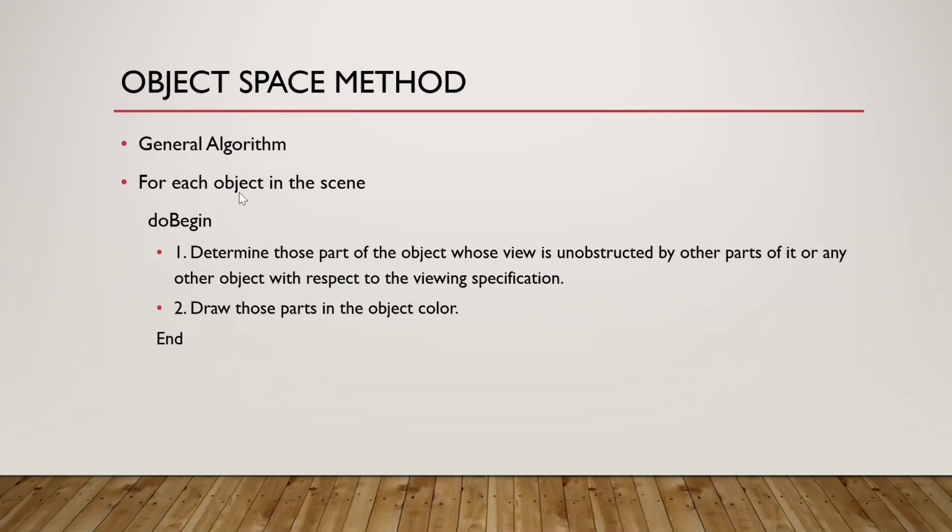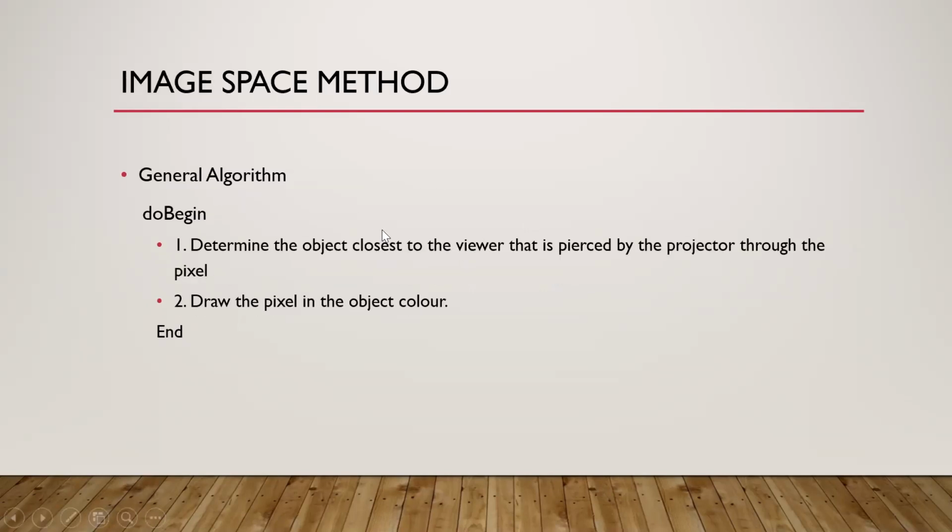So that is the general algorithm. Similarly, in the image space method, instead of object parts, you're going to determine the object closest to the viewer. That means you're going to take pixels and find the pixels with a z value which is near. You know what a z value is?